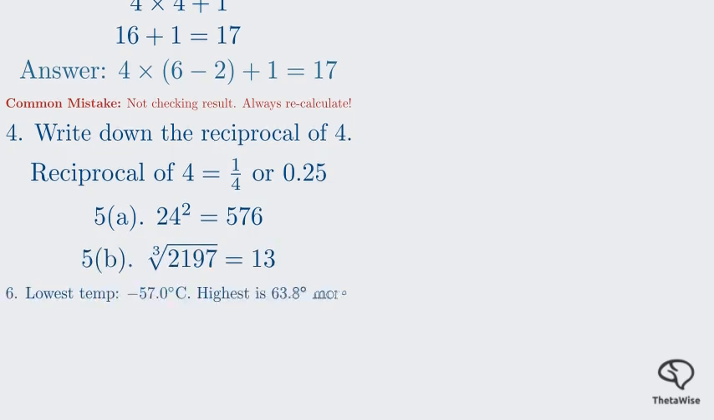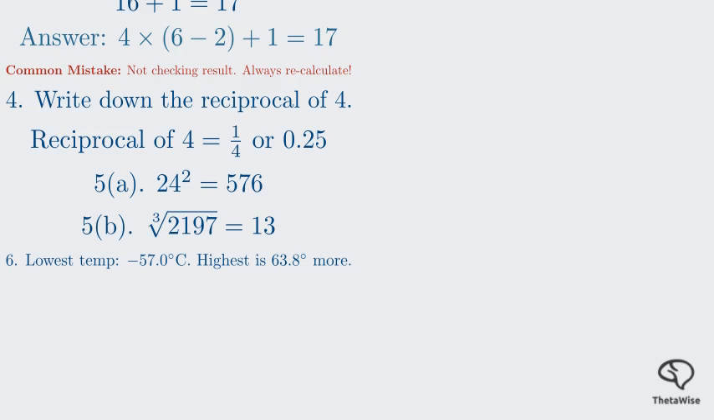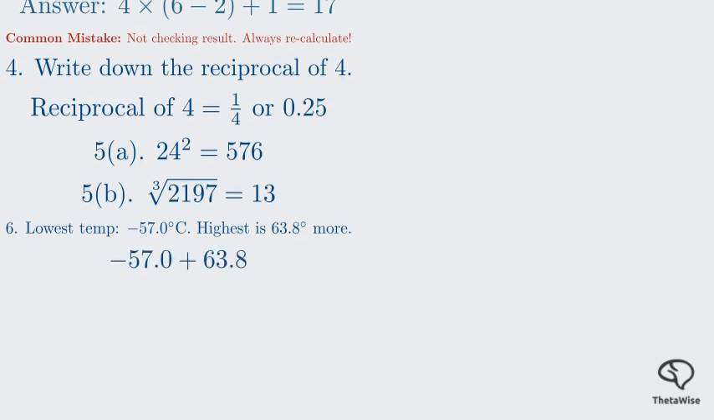In question 6, we deal with negative numbers. More than implies addition. Negative 57.0 plus 63.8 equals 6.8. The highest temperature is 6.8 degrees Celsius.